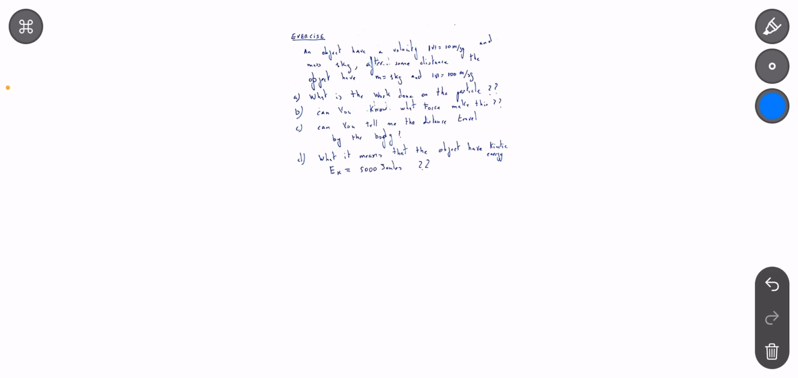And then for D, it says what it means that the object has kinetic energy of 5,000 joules. This means that you have 5,000 joules of energy that can be released to the environment to do something with it, right? So although we don't know what direction it's going, or who's acting upon it, we know the kinetic energy it's holding.